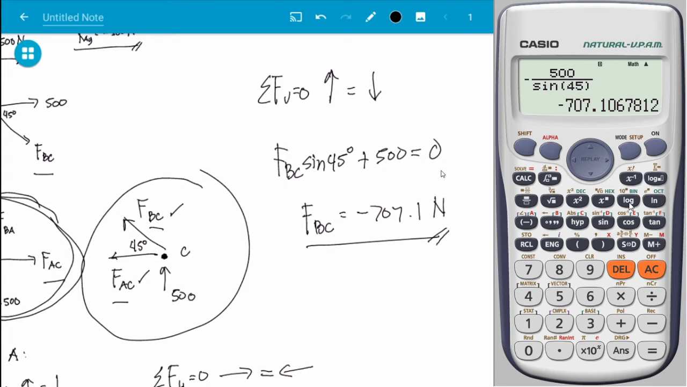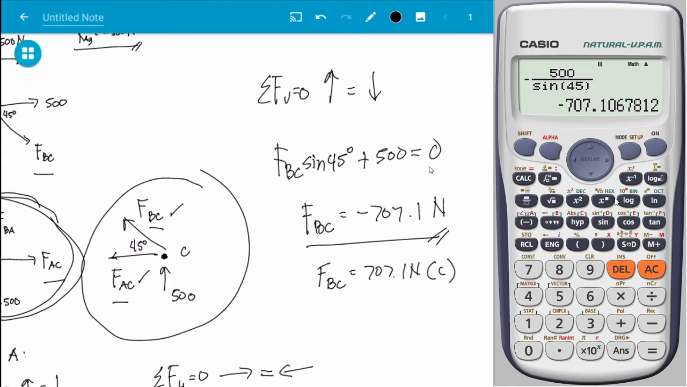Same pa din yung makukuha nating sagot. Okay? So, depende na sa inyo kung ano yung gagamitin ninyo. Yung iba kasi nasanay na gumamit ng shift solve. Now, by the way guys, take note. Negative yung sign natin. Anong ibig sabihin nun, sir? Mali yung sagot mo? Again, hindi. Therefore, FBC is actually in compression. Okay? So, same pa din, 707.1 Newton, but that is actually in compression.